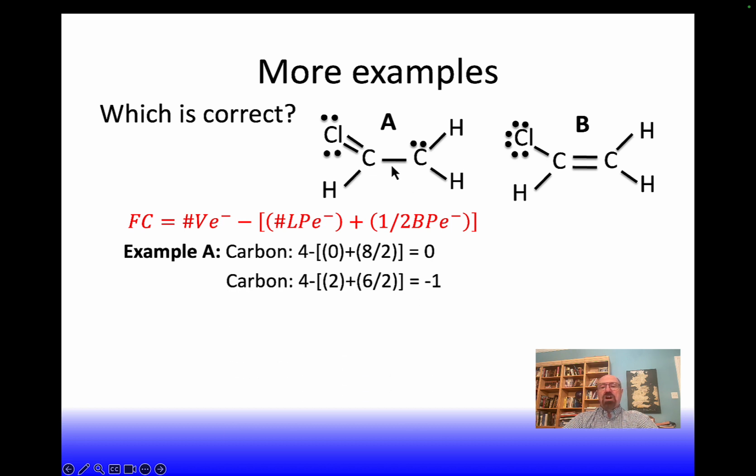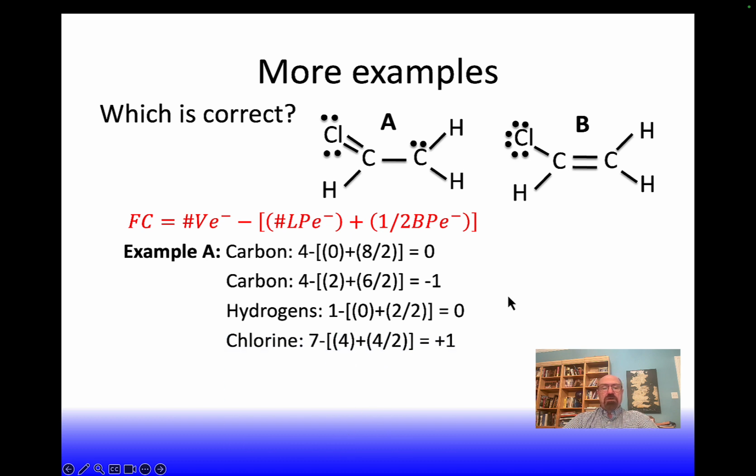But what about the other carbon over here? It still has 4 valence electrons, but it's got 1 lone pair, that's 2, and it's got 3 bonded pairs, that's 3. 2 plus 3 is 5. 4 minus 5 is minus 1. Doesn't sound right to me. Now, the hydrogens, just like in the previous example, whenever you have a single bond to a hydrogen, its formal charge is 0.